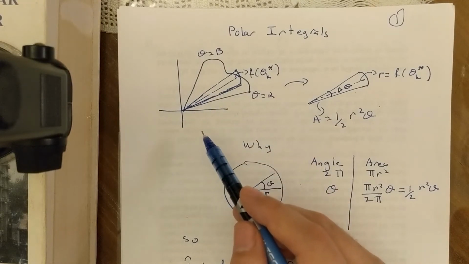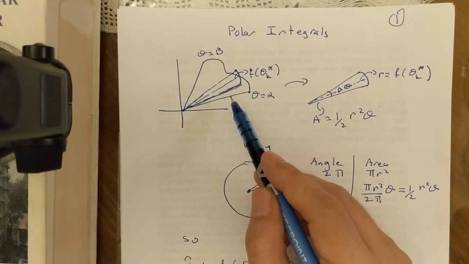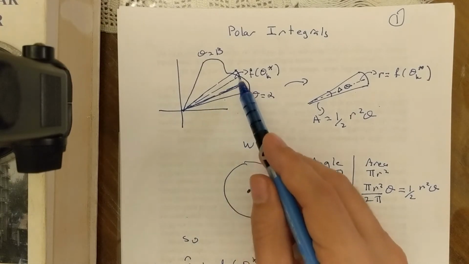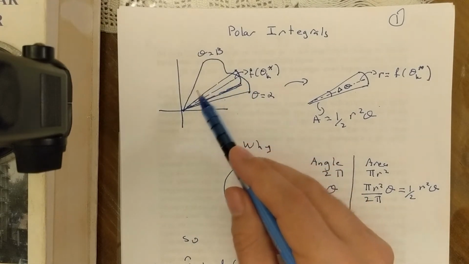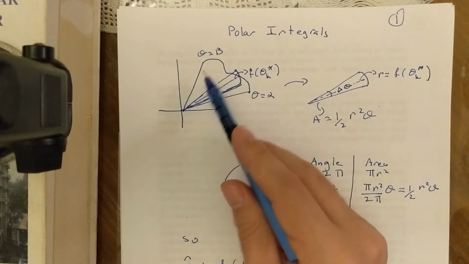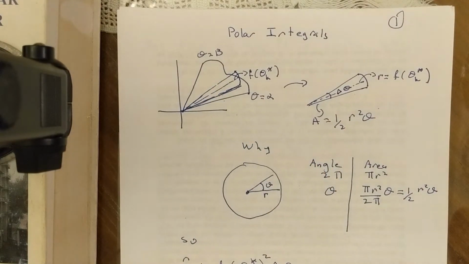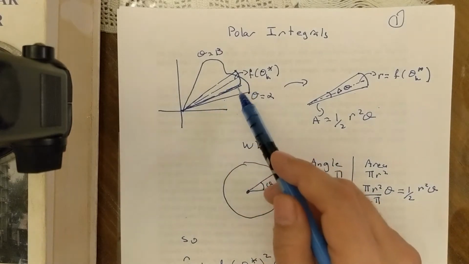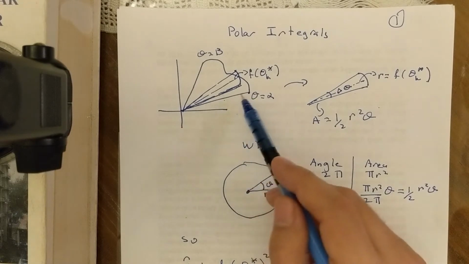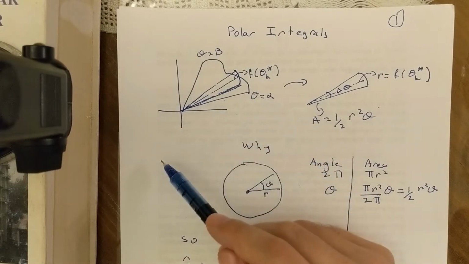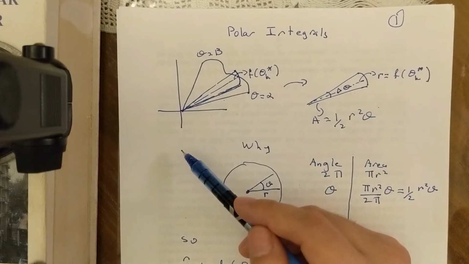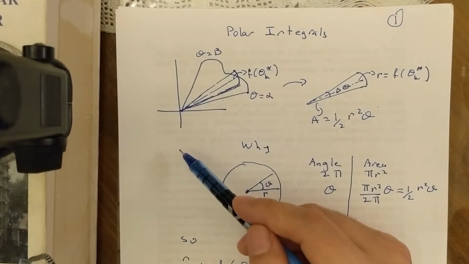So what we're going to do is try to do lots of pie slices. So I'll do one pie slice like here. I drew it. There would be another one, another one, another one. Instead of doing rectangles for rectangular coordinates in the Riemann sum, we're doing pie slices, okay? So we're going to do lots of these pie slices, and we're going to look at what happens when the number of pie slices goes to infinity.